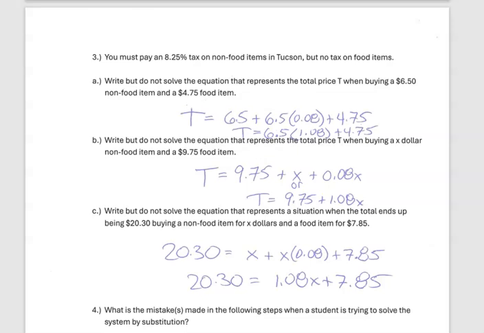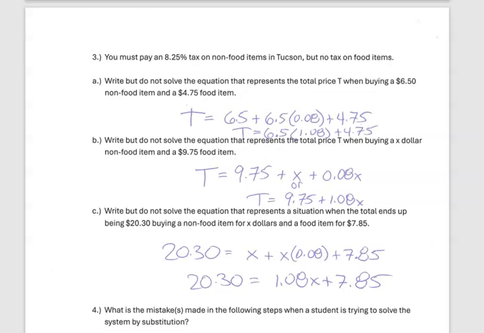So there's many other answers you could have gotten, though, for the second equation. Now, going back to this was a problem that a lot of people messed up on the quiz, so I decided to throw it back up here. You must pay 8.25% tax on non-food items in Tucson, but no tax on food items, right? But do not solve the equation that represents total price when you buy a $6.50 non-food item, which is taxable, and then a $4.75 food item. So that's going to be total equals the 6.5. That's just the cost of the non-food item plus the tax on that, which is 6.5 times 0.08. Remember, 8%, and that is not supposed to be 0.08.